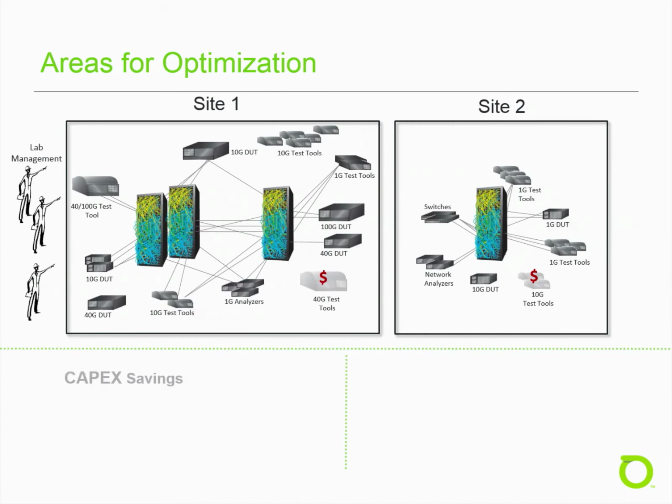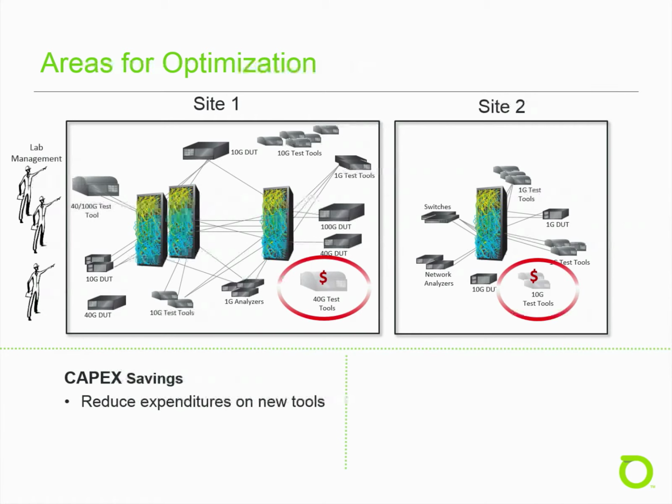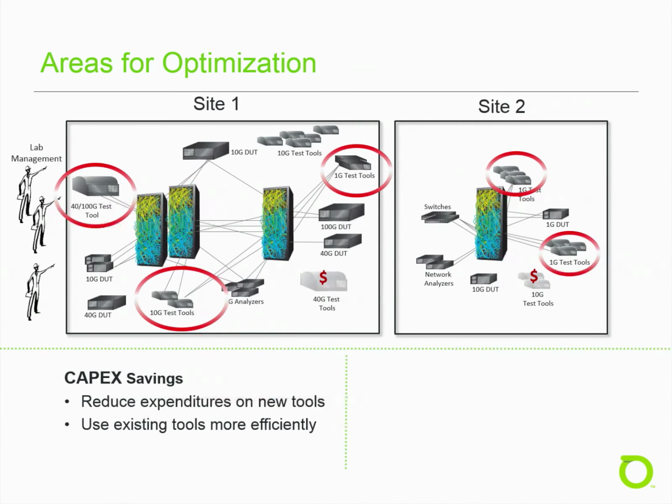In terms of CAPEX savings, labs are always looking to add new test tools. If we can find a way to reduce the expenditure on these tools, it would result in a significant savings. And further, if we could find a way to more efficiently use the tools already in the lab, they'll be able to realize a return on investment for those tools much more quickly.